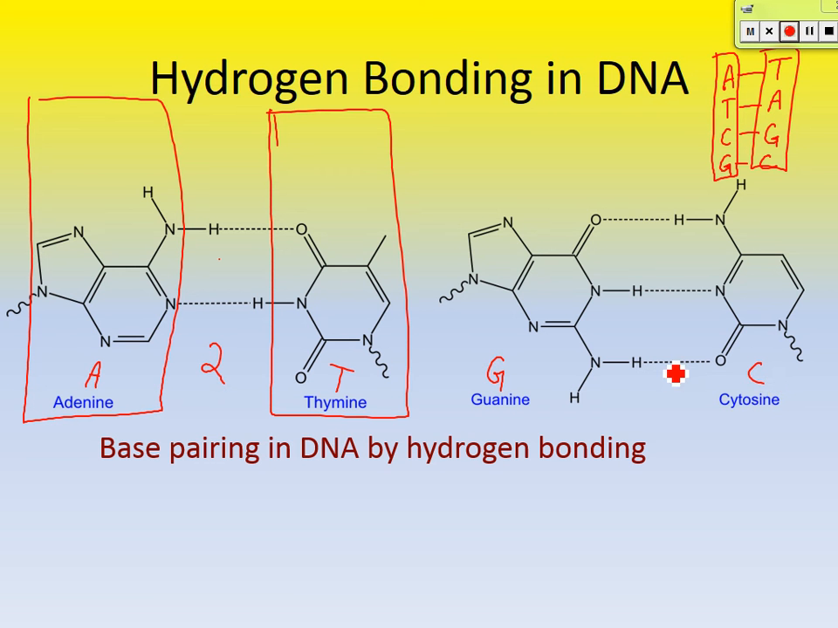How many hydrogen bonds here? 3. There's 3. So if you get a segment of DNA that has a high CG content, there's 3 hydrogen bonds here. C and G like to hold together tighter. So it's more difficult to separate the strands of DNA if they have a lot of CG bases in them. So anyway, kind of interesting. I thought I would show you that.